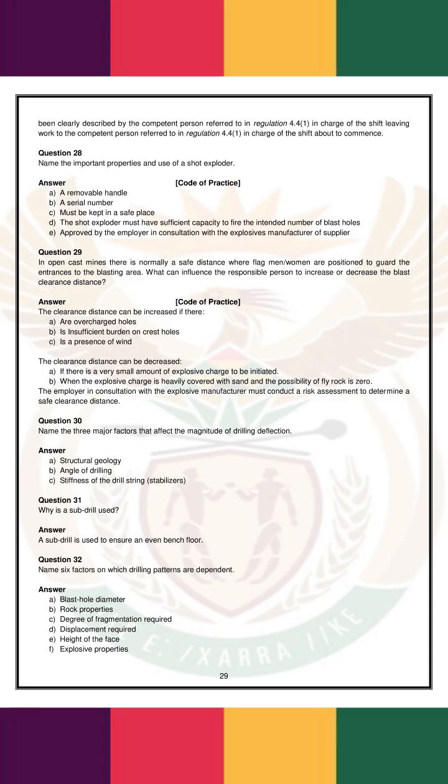Question 30. Name the 3 major factors that affect the magnitude of drilling deflection. A. Structural geology. B. Angle of drilling. C. Stiffness of the drill string stabilizers. Question 31. Why is a subdrill used? A subdrill is used to ensure an even bench floor.